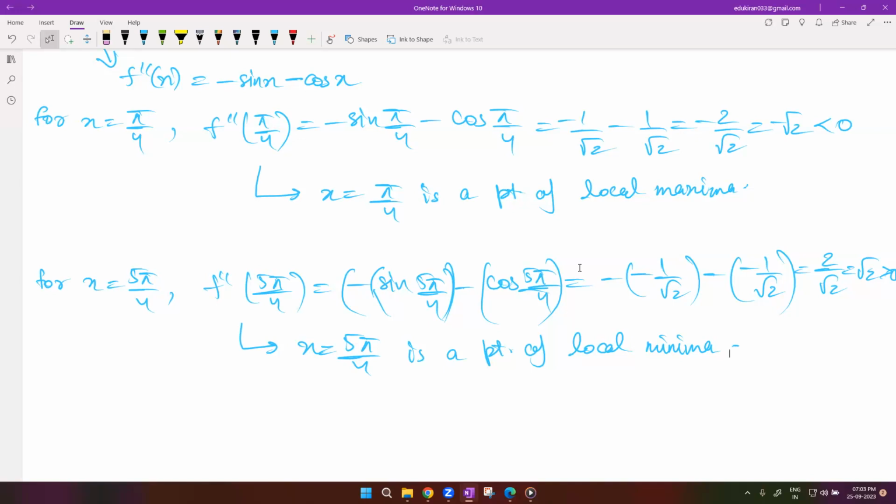First step is find f dash x. Find out the roots of f dash x is equal to 0. Then find f double dash x. Put all of these roots in the equation, f double dash x.